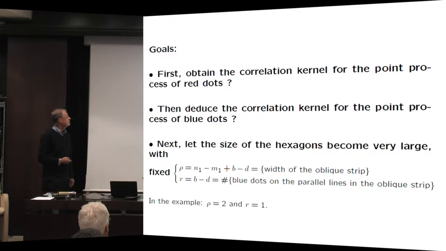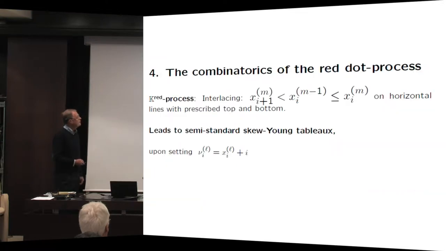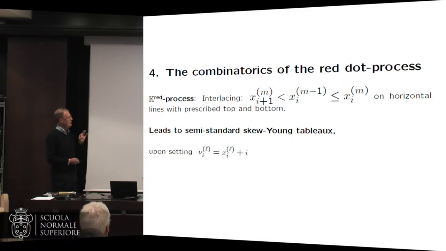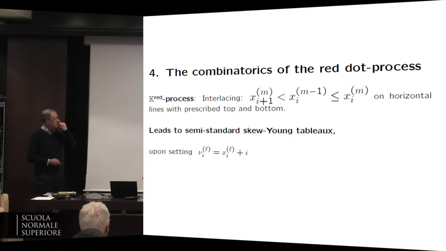So what is the goal? The goal is to first obtain a correlation kernel for the point process of red dots, and then to deduce a correlation kernel for the point process of blue dots, and then we will do asymptotics. Let the size become very large. So let me say something about the combinatorics of this problem.